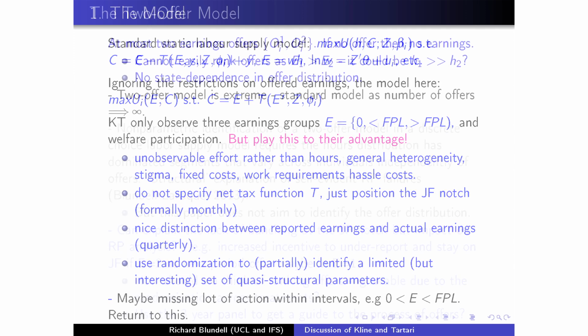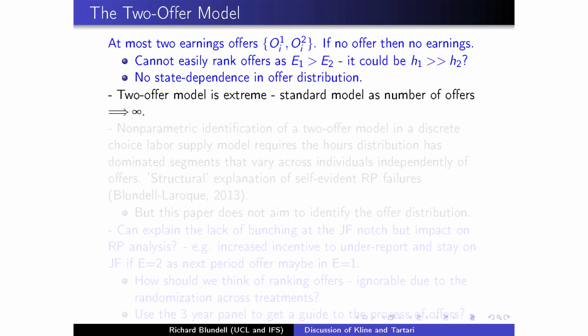The two-offer model, I'm just picking on things that worried me a little bit. The way I typically think about the two-offer model nesting the standard model is that if the number of offers is not two but goes to infinity, then you get the standard model. I didn't quite get your point there, but I can see what you're saying. I still think that a two-offer model is incredibly restrictive. It's the far extreme from the standard model because you're only getting two choices and no choice.